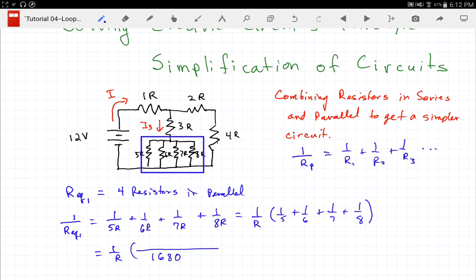And on top, the first one is 6 times 7 times 8, which is, I've got to get a calculator. 56 times 6. 6 times 5 is 30. 336. The next one, 5 times 7 times 8. 5 times 8 is 40. That's 280. Plus the next one, 5 times 6 times 8. That's going to be 5 times 8 is 40, times 6 is 240. And the last one, 5 times 6 times 7. That's going to be 30 times 7 is 210.